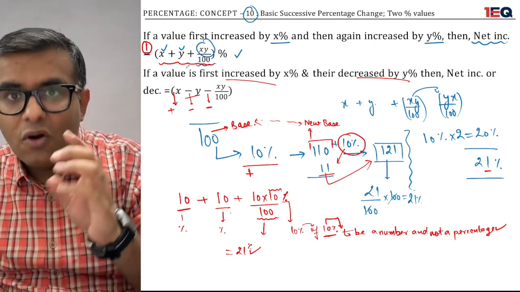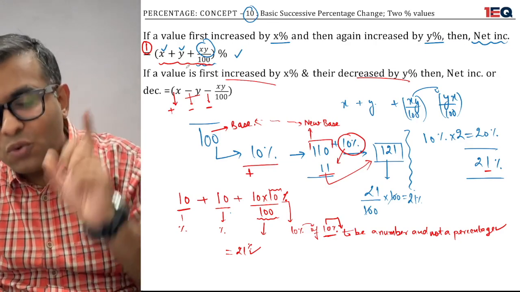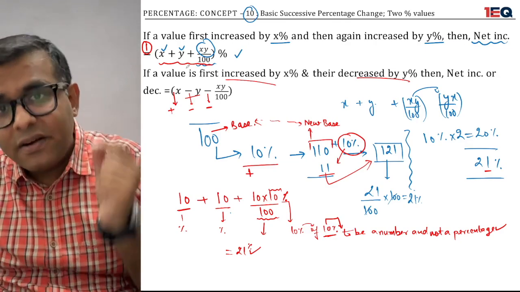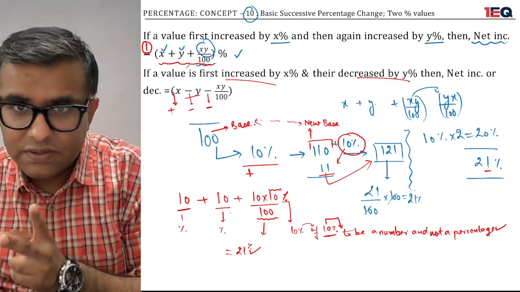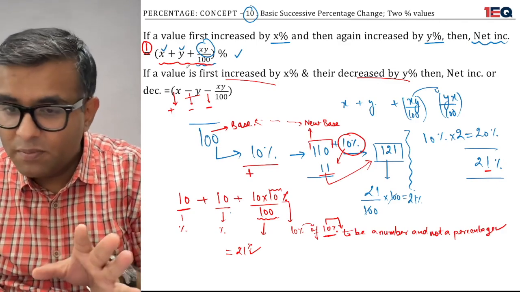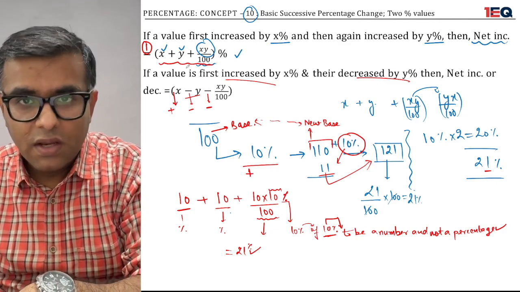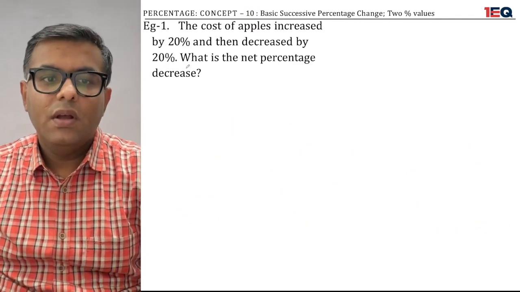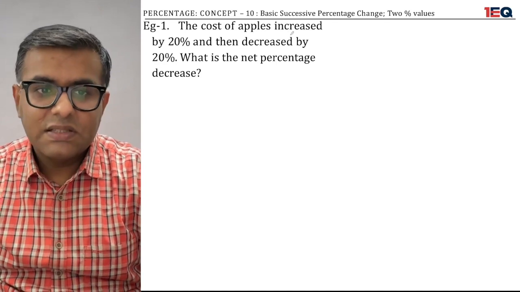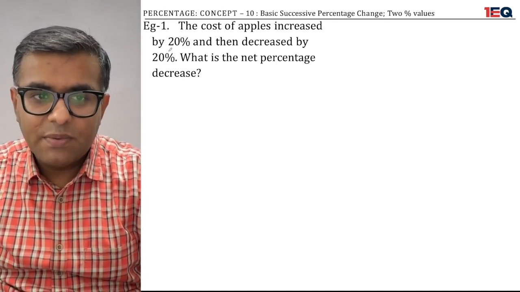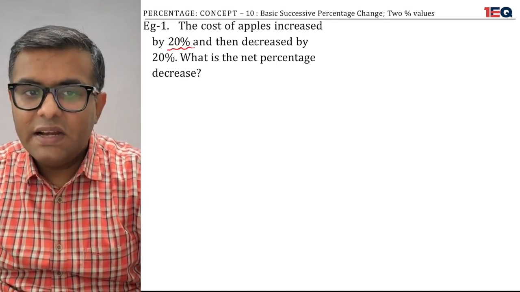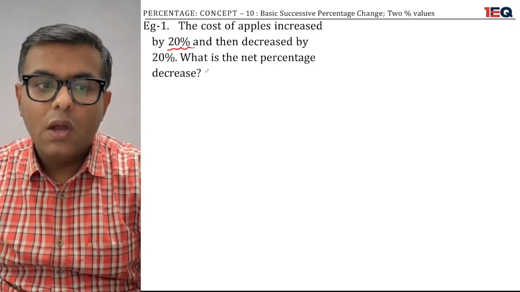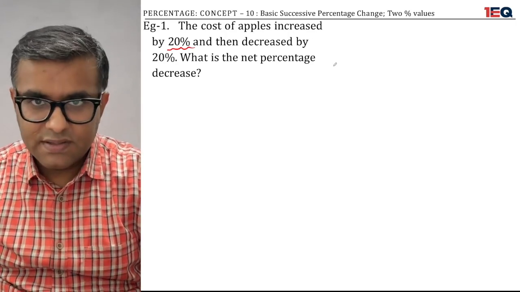The impact of the first percentage would create a new base which would be acted upon by the second percentage. Okay, I hope I'm making myself very clear over here. Moving to the questions of concept 10. The cost of apples increased by 20% and then decreased by 20%. What is the net percentage decrease?